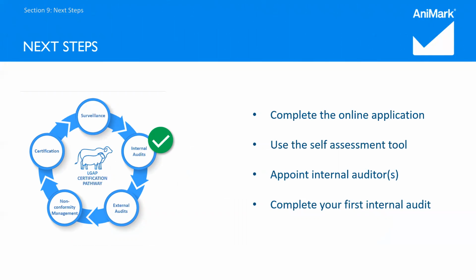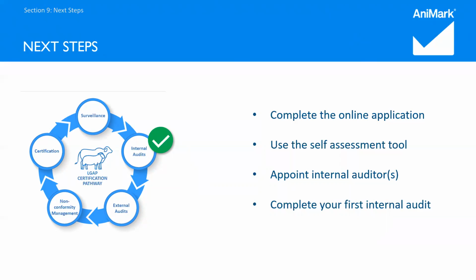The process of certification starts by applying. This is done by completing an application on the ANIMARC website. You'll be asked to complete a self-assessment questionnaire to help identify any areas that you may need to undertake in order to get ready for your internal and external audit.